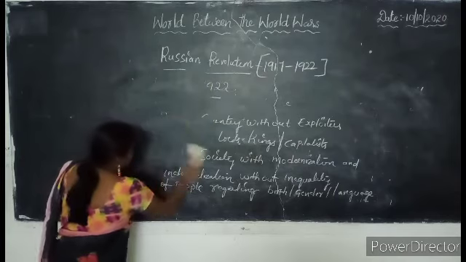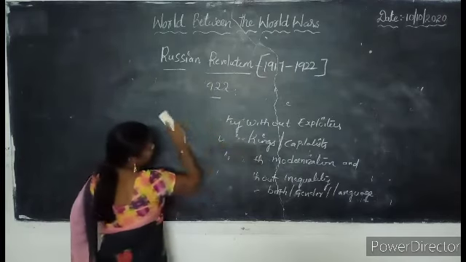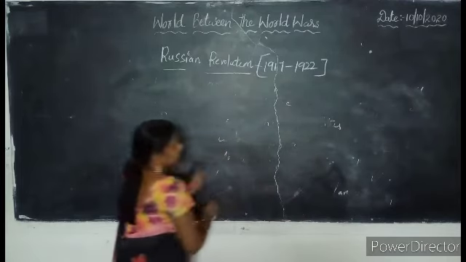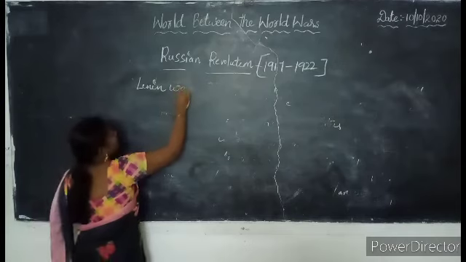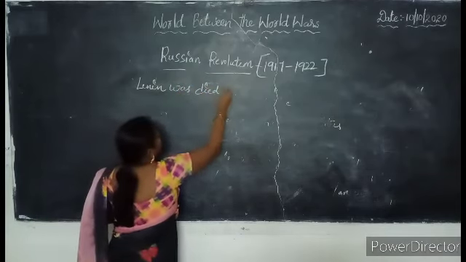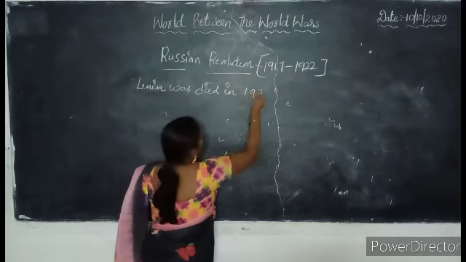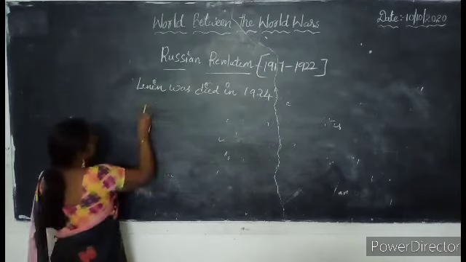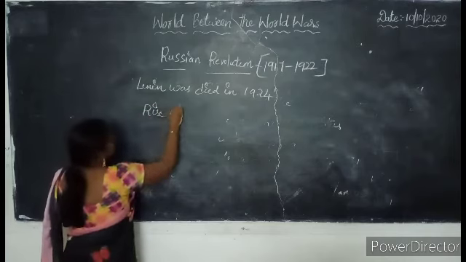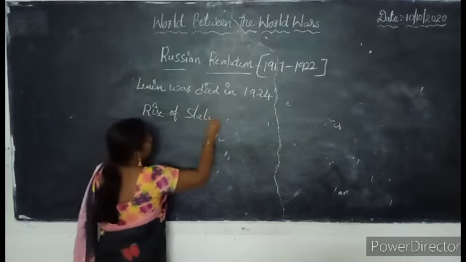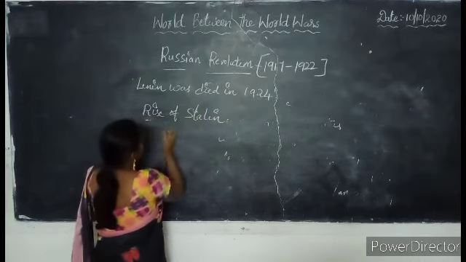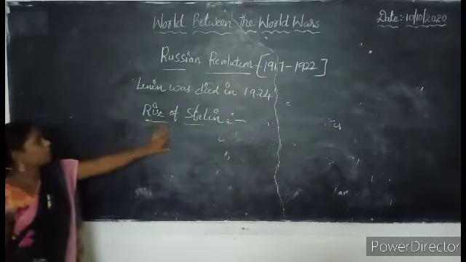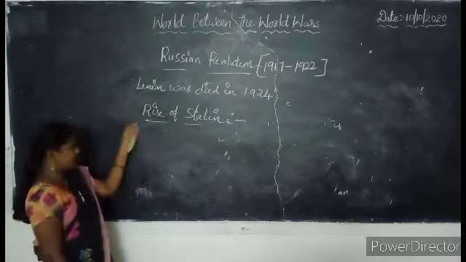Vladimir Lenin died in the year 1924. After Lenin, the rise of Stalin. Now, next who came in Russia? Stalin. After Lenin, there is a rise of Stalin.